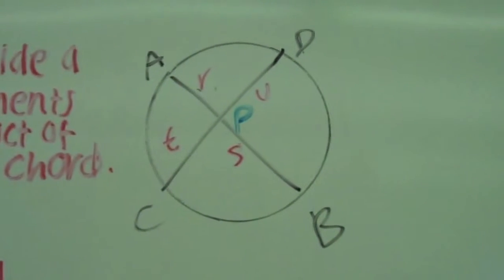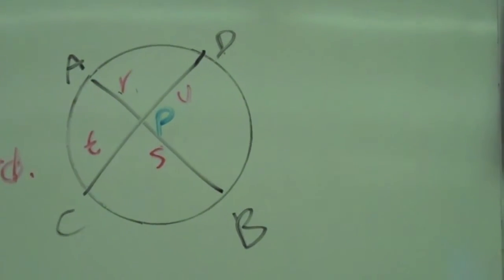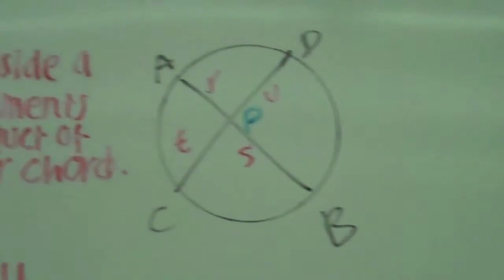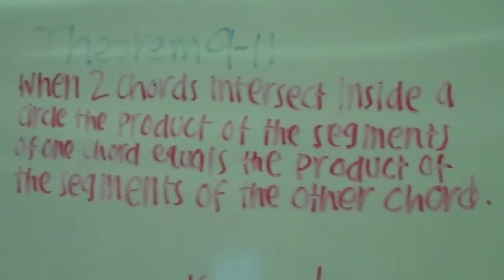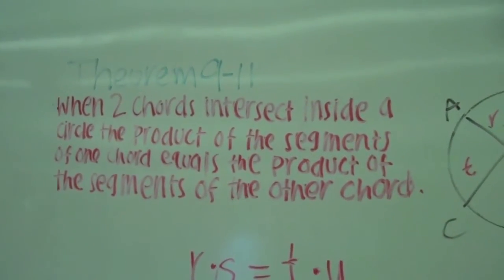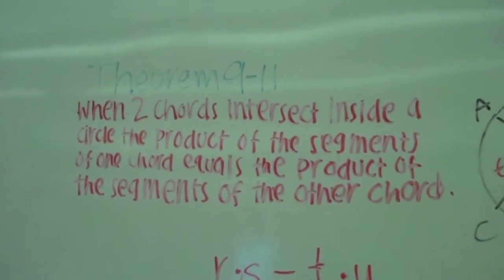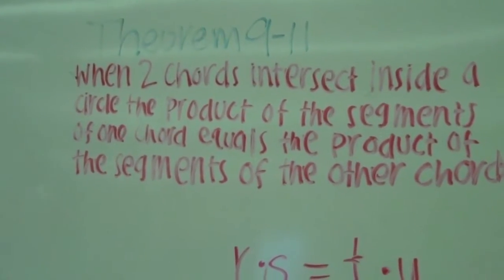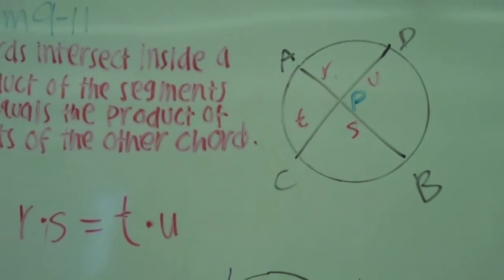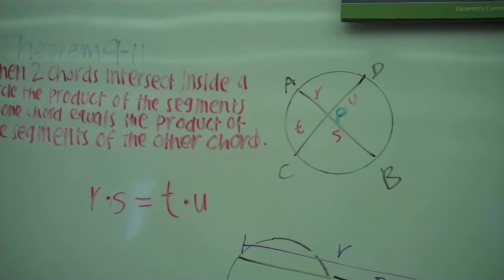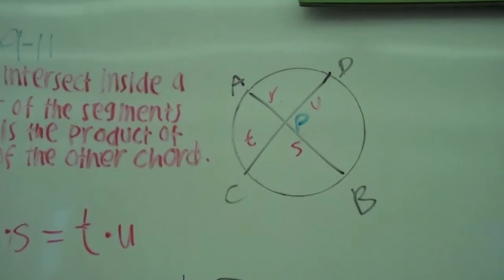In the circle shown, AP and PB are segments of chord AB. Theorem 9.11. When two chords intersect inside a circle, the product of the segments on one chord equals the product of the segments of the other chord. In the diagram, R times S equals T times U.